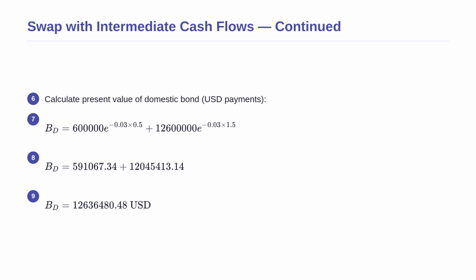Moving on to the domestic side, we set up the present value calculation for the US dollar bond. The first term discounts the intermediate interest payment of $600,000 over half a year. The second term discounts the final payment of $12.6 million over 1.5 years. Both terms use the US dollar risk-free interest rate of 3%. Calculating these exponential functions and adding them together gives us a total present value of 12.63 million US dollars. This represents the total current debt the institution expects to pay.